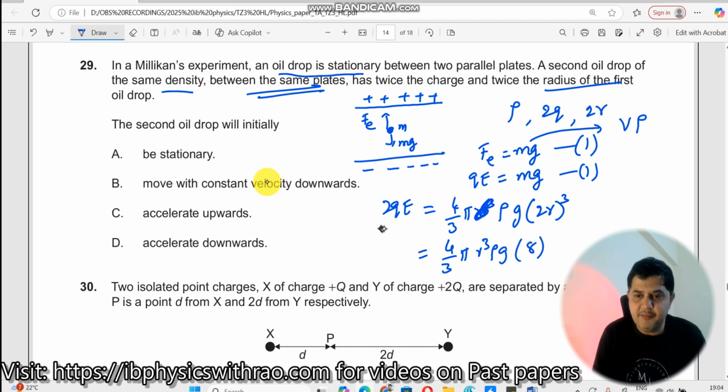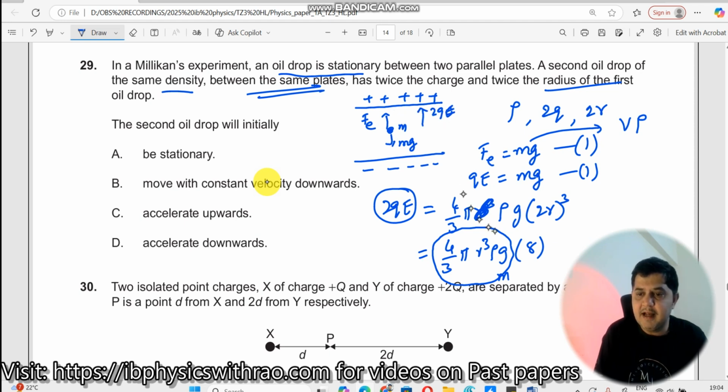So now we have this expression over here. What has happened here? This is nothing but the volume of the previous drop multiplied by the density, and the volume multiplied by density is mass. So it becomes mg. This side has become 2qE, and this has become 8 times mg.